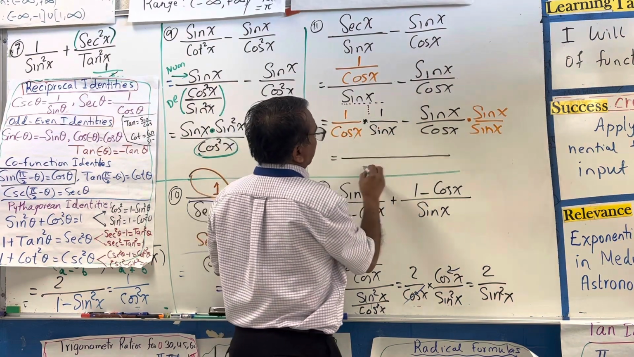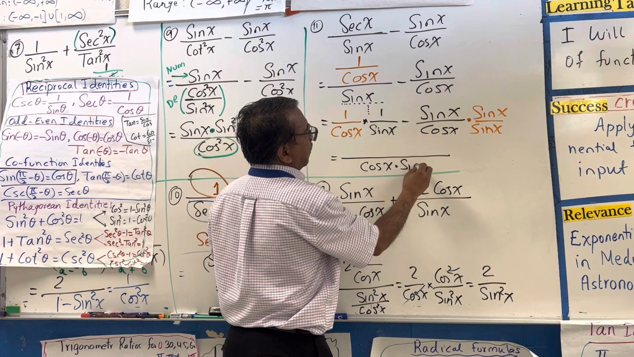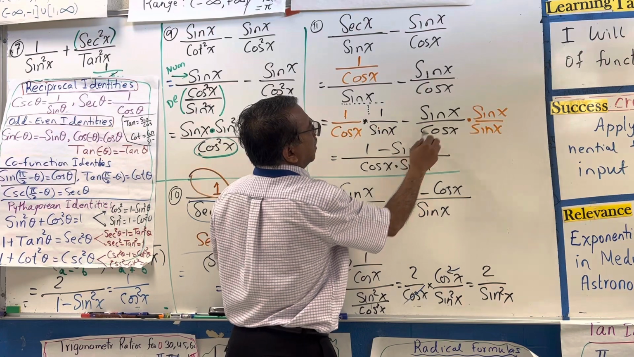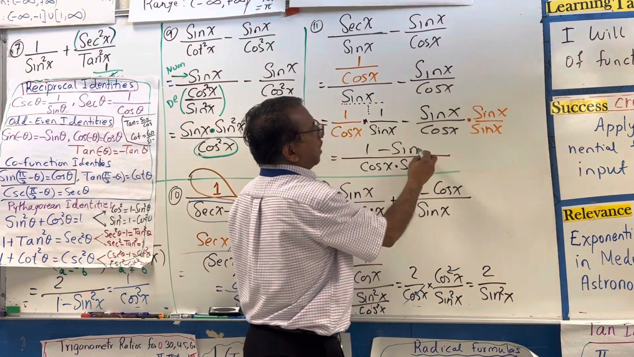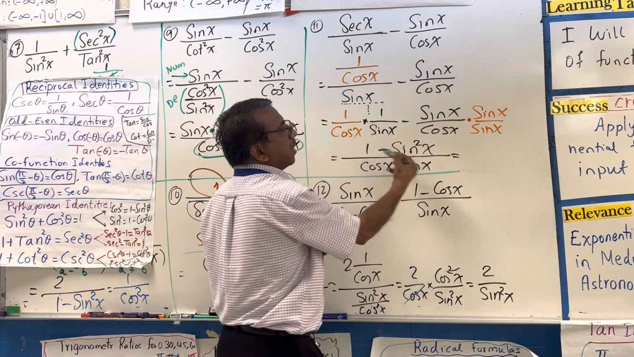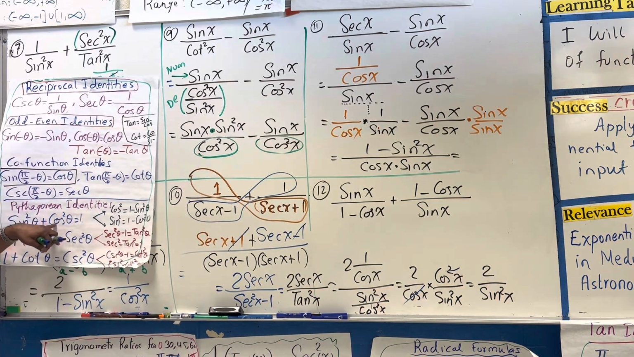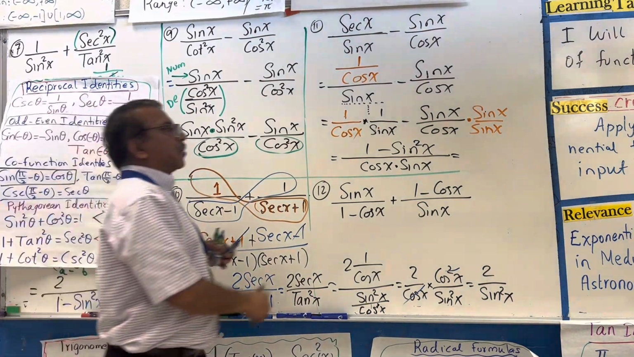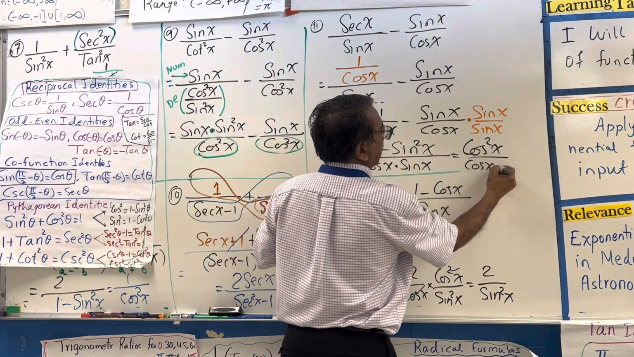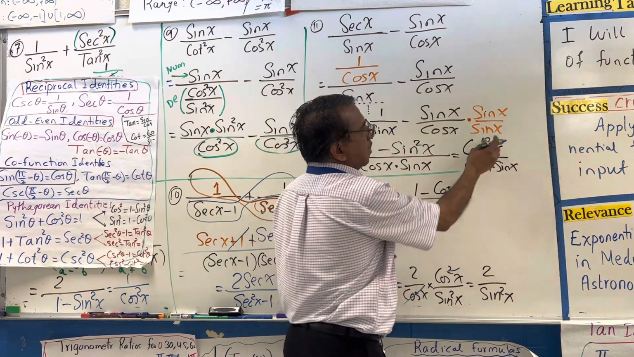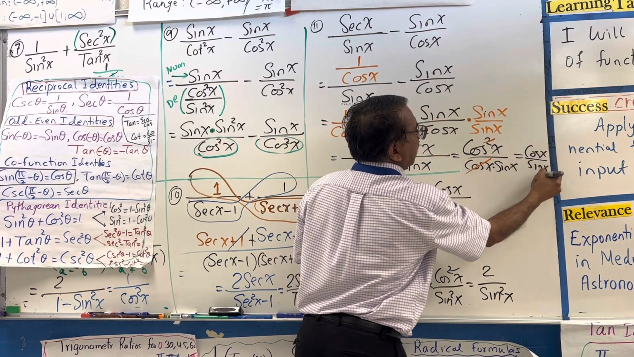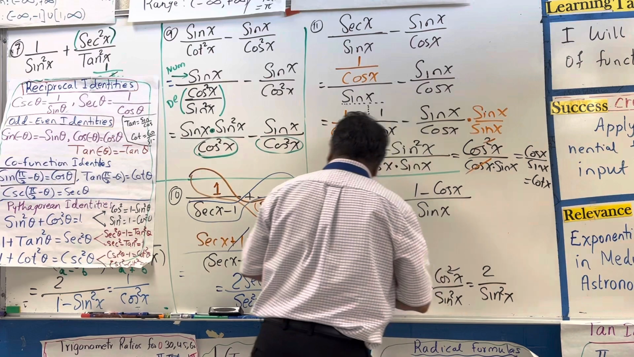So we can write cosine of x, sine of x, and 1 times 1 is 1, minus sine x multiplied by sine x. So there are two of them multiplying itself. So we can write it as sine square of x. Using the Pythagorean identity, 1 minus sine square is cosine square. And this is cosine of x. So there are two cosines, one of them will cross out. What stays is cosine of x over sine of x. You're done. Or you can also write it as cotangent of x.